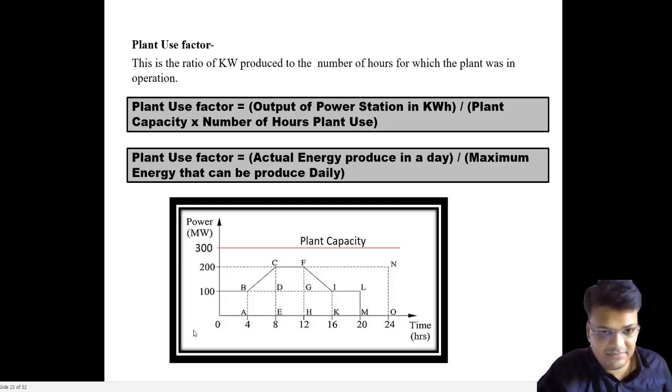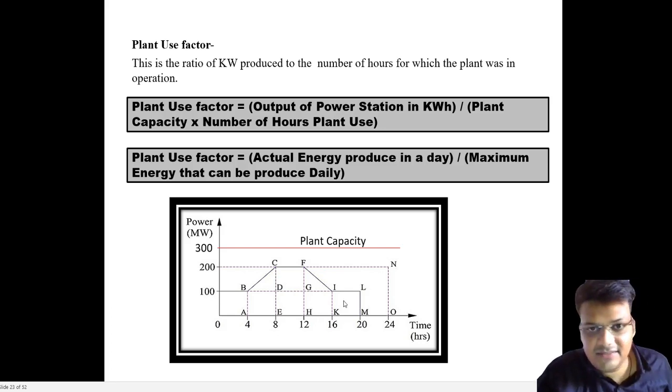We will calculate the units generated as in the previous one, from the area under the curve of this load curve diagram. That gives the energy generated, divided by the plant capacity. We have a plant capacity of 300. Now the number of hours the plant is used. By looking here, what is the number of hours the plant is used? It means how many hours the plant is shut down and how much time the plant is producing energy.